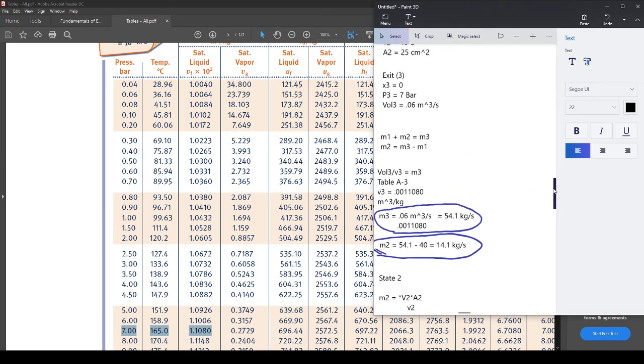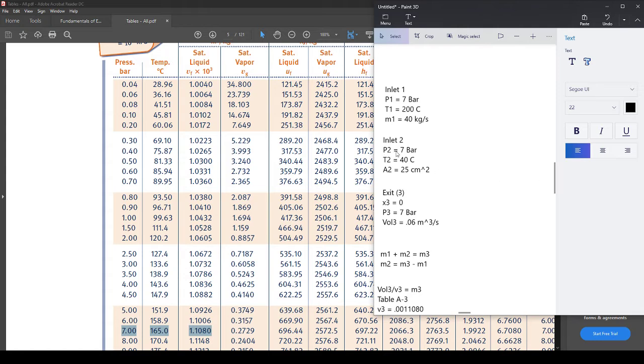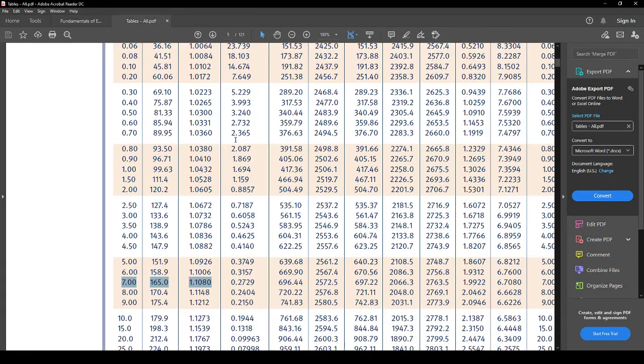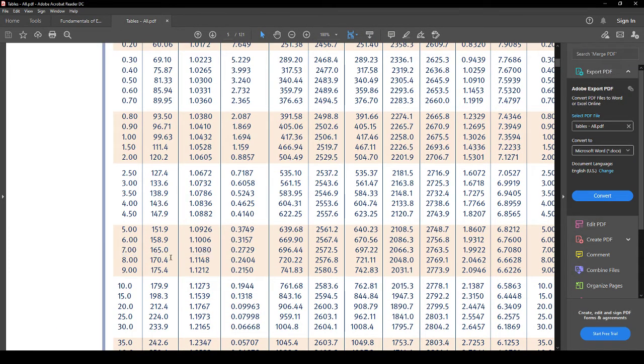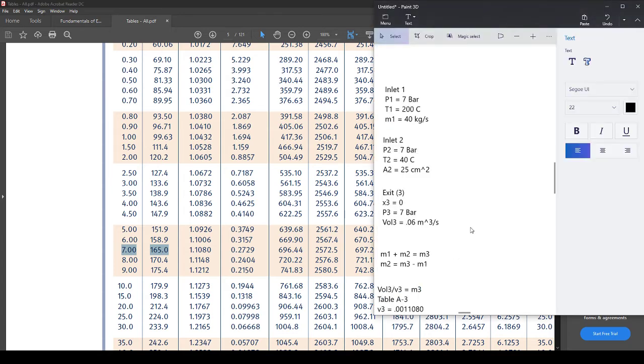Because, if you recall from the very beginning, we were given a temperature of 40 and a pressure of 7 bar. Now, I said earlier that this was a subcooled liquid, and I am fairly certain that it is. And the reason why I know that, so let's go look at 7 bar. Yeah, if you go look at 7 bar, we're at 40 degrees. We're way lower than this, right? And the reason how I knew that it was going to have to be that way was because our exit gave it away.